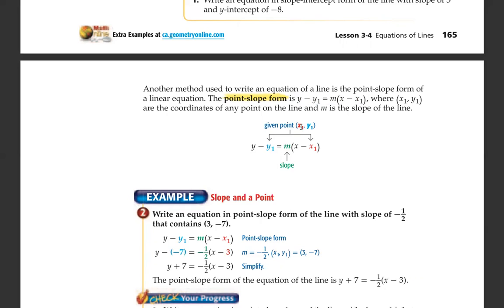Remember that in an ordered pair, the first number is always x, the second number is always y. So be careful to replace your y1 with the second number in your ordered pair, the x1 with the first number in your ordered pair, and the m before the parentheses will always be the given slope. So you just need to replace the y1, the m, and the x1. The y and the x remain in the equation.